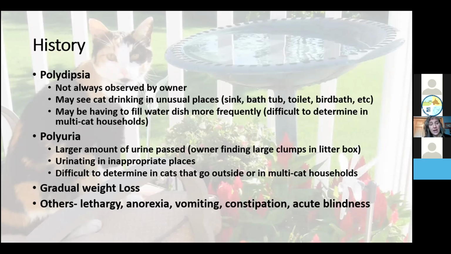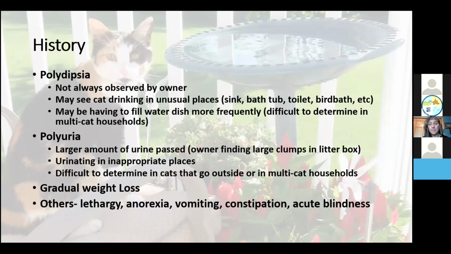Other things that you can be seeing that are probably more with advanced disease are lethargy. The owner may be concerned that the cat is sleeping more or is hiding, which can be seen with azotemia or anemia. They may become anorexic or hyporexic. This is usually with the uremia. Vomiting, again with uremia. Constipation can be a sign of dehydration due to the inability of the kidneys to concentrate the urine.